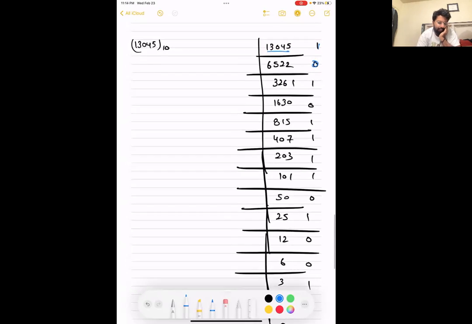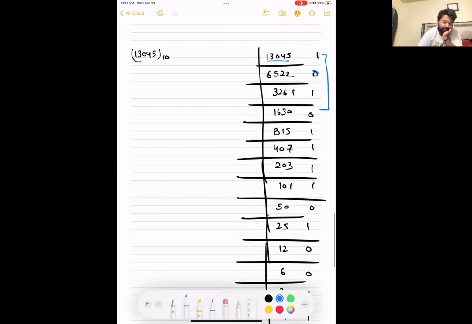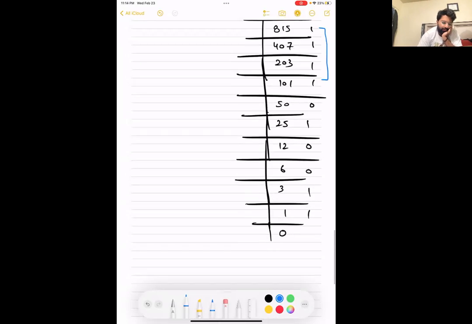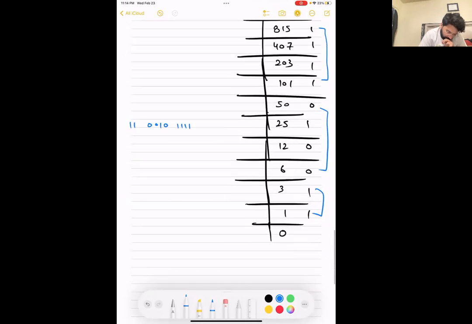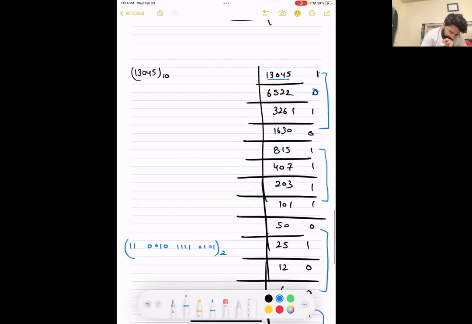At the end, I'm going to just write the results. I'm going to divide them into 4 patterns each, bottom up. So it becomes 1100 1011 1101 0101. That's the binary for this number. Again, it's an odd number, so I get the least significant bit as 1. Okay, so on to the next problem.